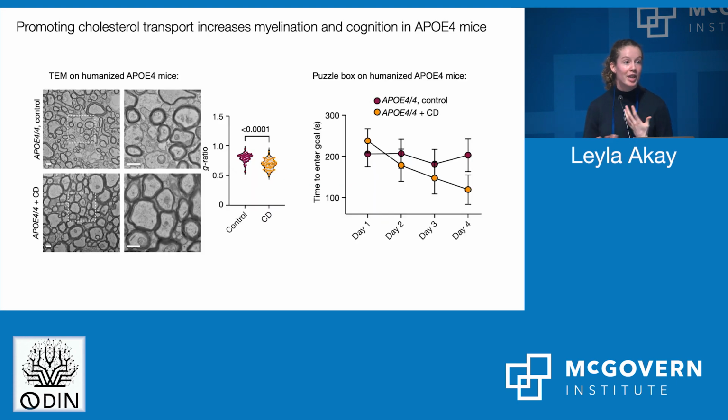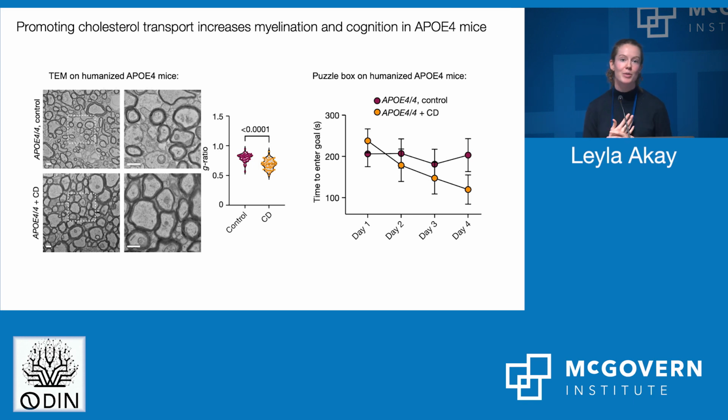Next, of course, we wanted to test this concept in vivo. And so we treated humanized ApoE4 knock-in mice. These are mice that are now expressing the ApoE4 risk gene. And we treated them with cyclodextrin for 2 months. And we assessed their myelination using transmission electron microscopy. And we noticed an increase in the myelin sheath. And we also wanted to understand how this could impact cognition.